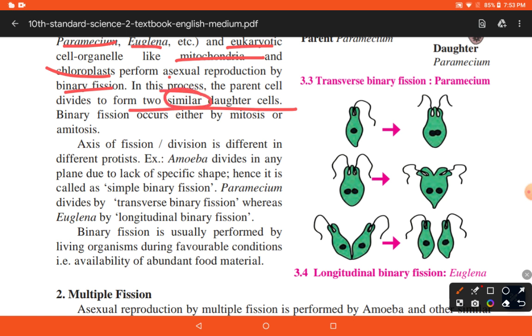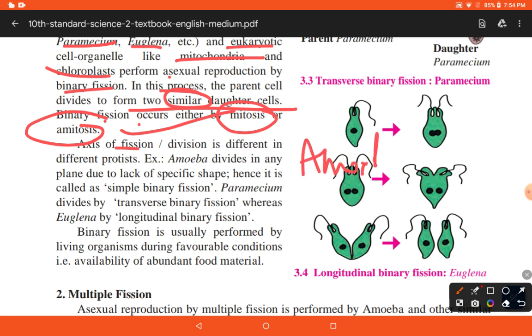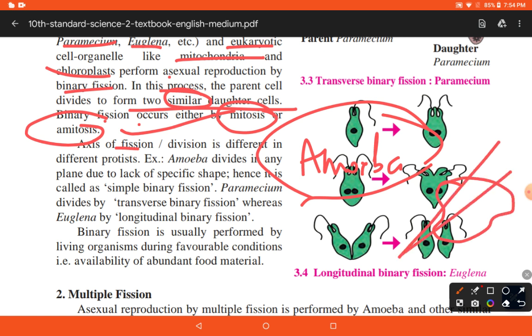And binary fission occurs either by mitosis or by amitosis. The same thing is there, slight difference is there. Now the axis of fission is different, right? Let's talk about amoeba. Amoeba is a protist, right? But amoeba doesn't have any particular definite shape. Amoeba can divide this way, this way, and this way. No particular axis is there, because of lack of specific shape.